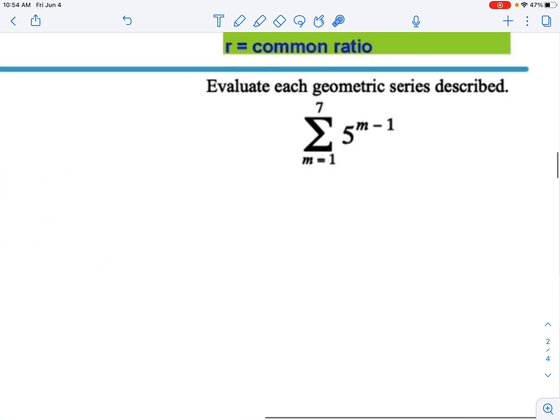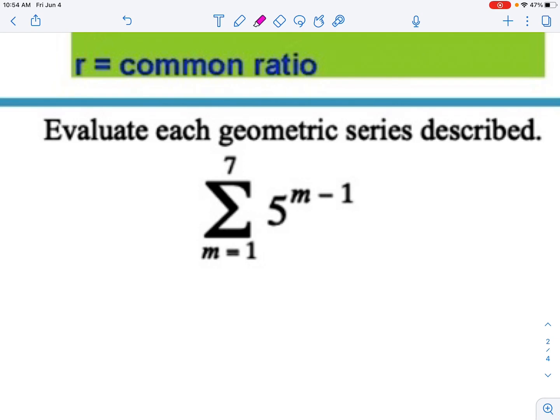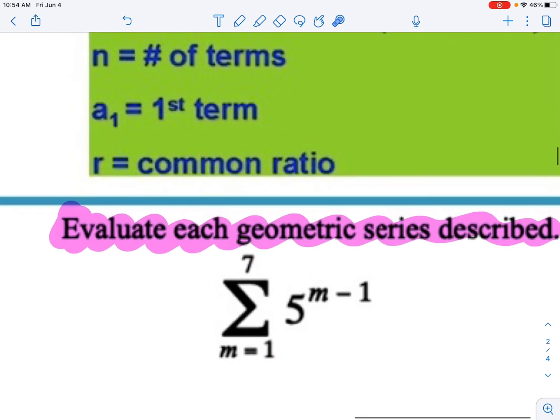Next, we are going to evaluate each geometric series, everyone. Again, this is sigma. We're going to start at 1 and we're going to end at 7.